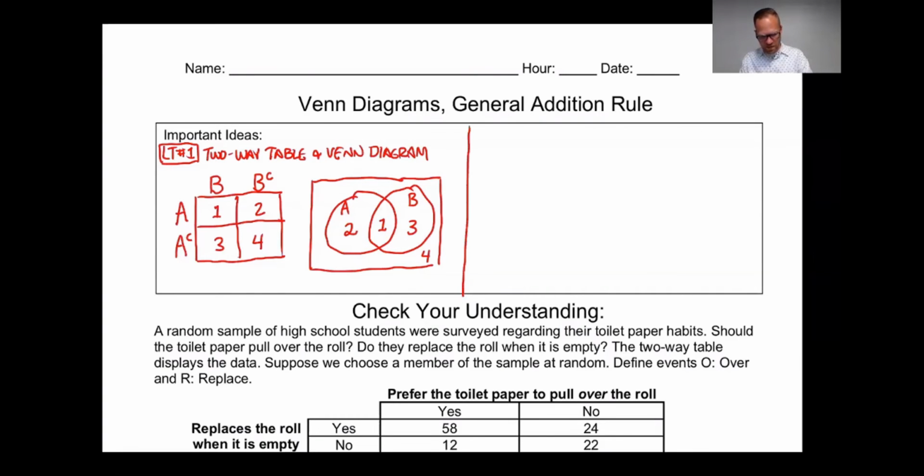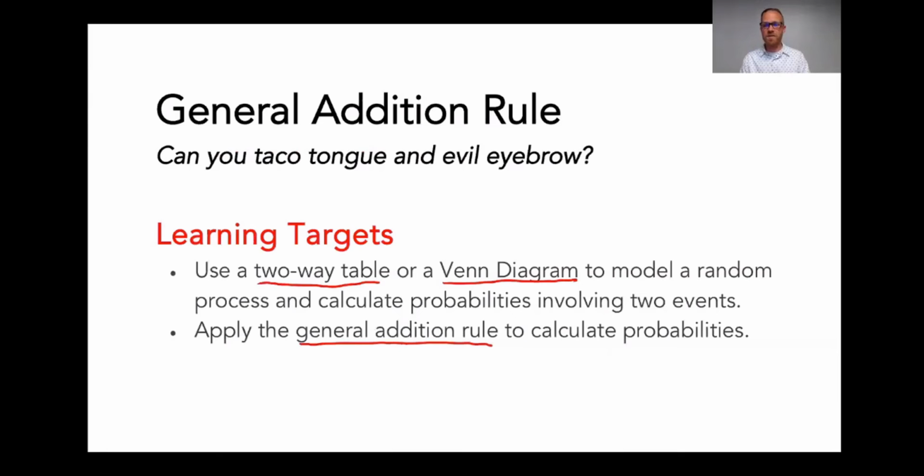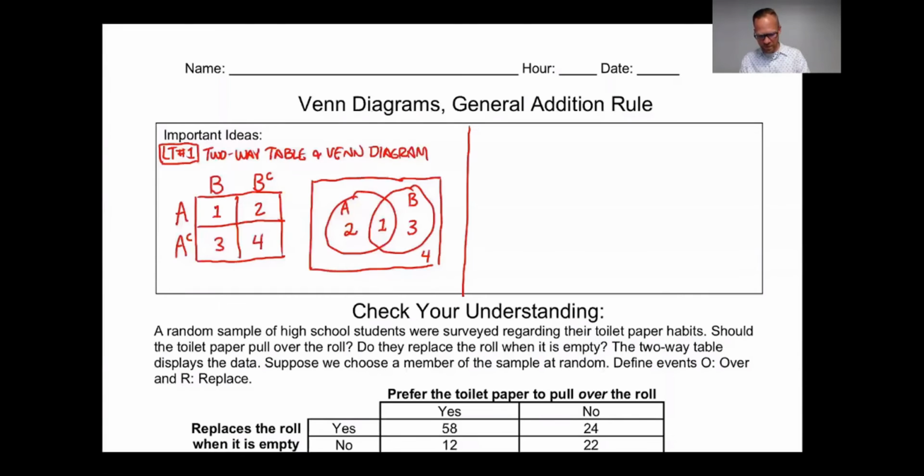All right, the second learning target for us was about that general addition rule that we had to use for an OR probability. So let's go ahead and label this as learning target number 2. And this, of course, is the general addition rule.